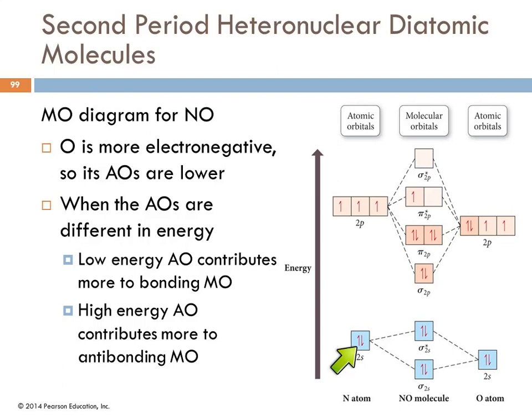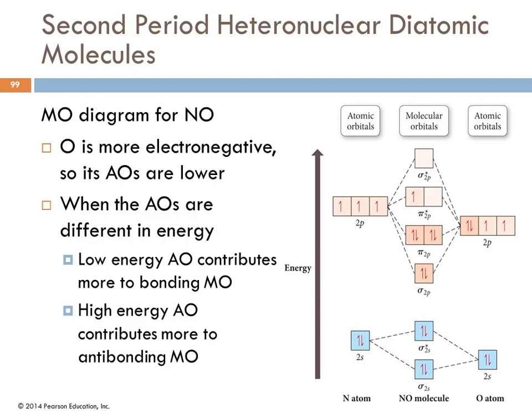So nitrogen has 2, 3, 4, 5 valence electrons. Oxygen has 6. So we've got 6 plus 5, 11 electrons. And we put them in 2, 4, 6, 8, 10, 11.